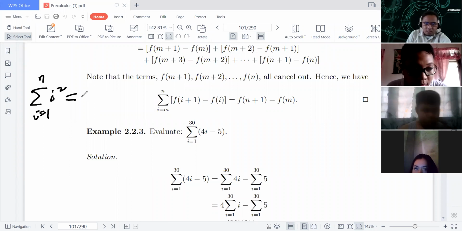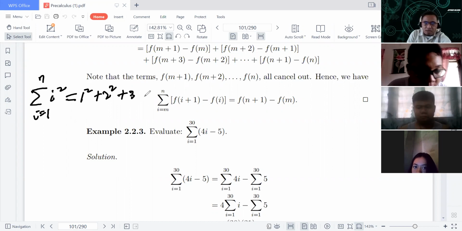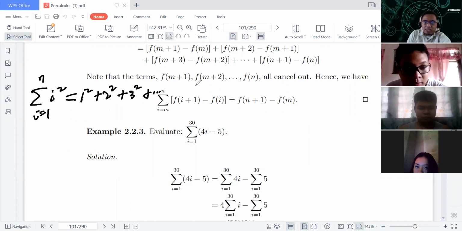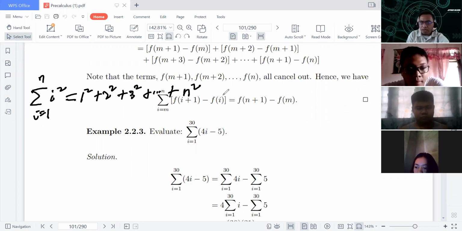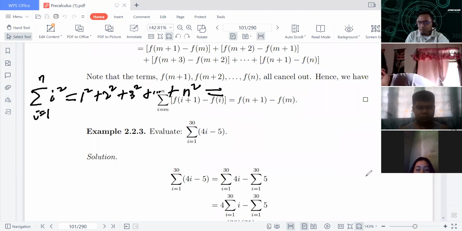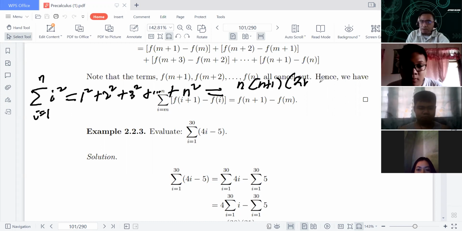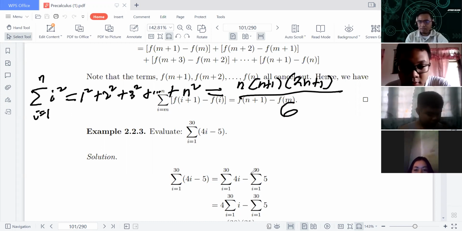Supposedly, this will be written as 1 squared plus 2 squared plus 3 squared and so on until n squared, right? But you know what? There is a formula to make it easy. Any one of you who knows the formula? Did anyone read in advance? The formula is just n times (n plus 1) times (2n plus 1) all over 6. Okay? That is the formula.